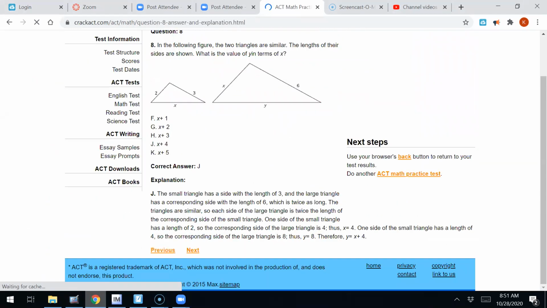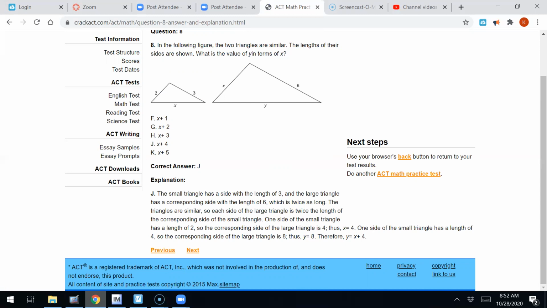explanation, okay? So it says the small triangle has sides with length 3 and the large triangle has a corresponding side with length 6. That's twice as long, which is why we got 2x. The triangles are similar, so each side of the large triangle is twice the length of the corresponding side of the small triangle. One side of the small triangle has a length of 2, so the corresponding side of the large triangle is 4. So x equals 4. One side of the small triangle has a length of 4, so the corresponding side is 8. So y equals 8. Therefore, y equals x plus 4.